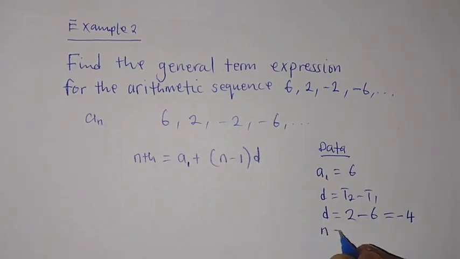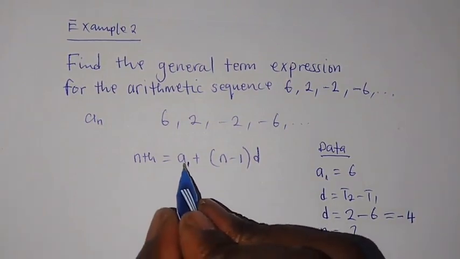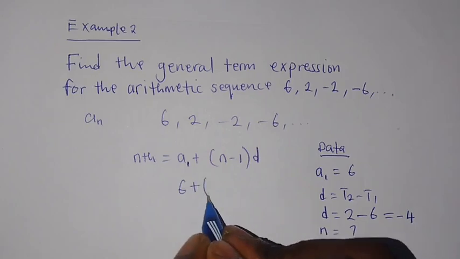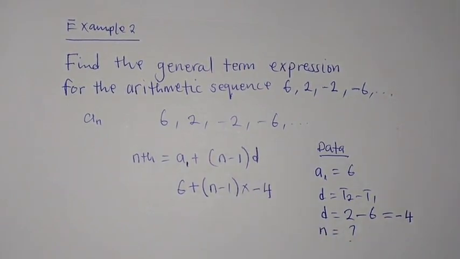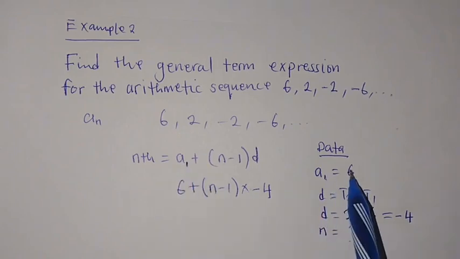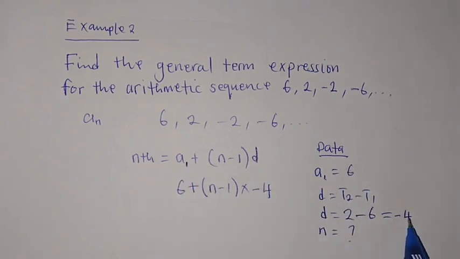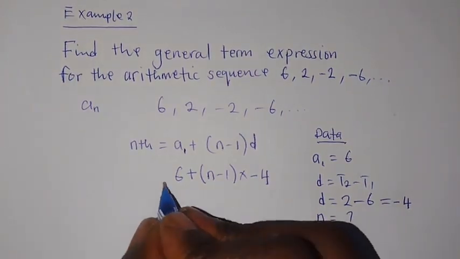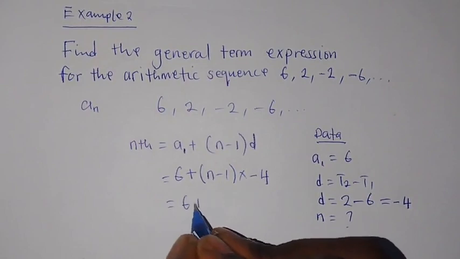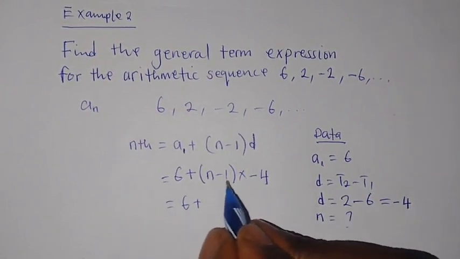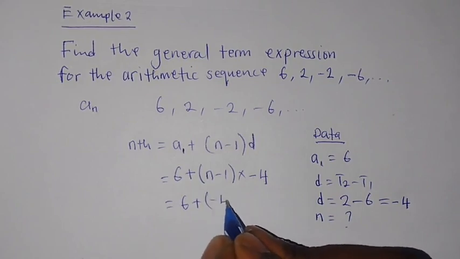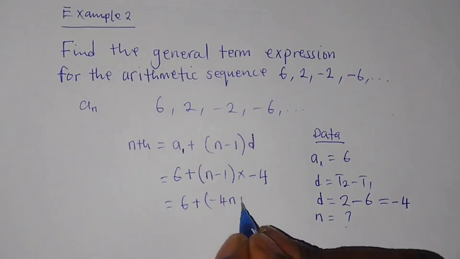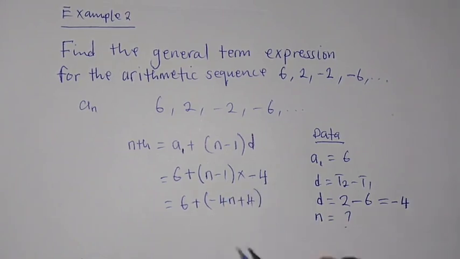Then for n, there's nothing there. So we are going to substitute term 1, which is 6, plus n minus 1 times our common difference, which is negative 4. I've just substituted. Where there is term 1, I've put 6. Where there is the common difference, I've put negative 4. Where there is n, we leave it the way it is because we are finding the general term. So from here, we have 6 plus, and we open the brackets by multiplying with negative 4. Negative 4 times n gives negative 4n. Negative times negative is positive, 4 times 1 is 4.